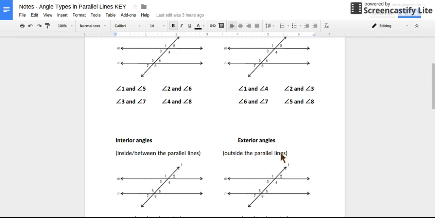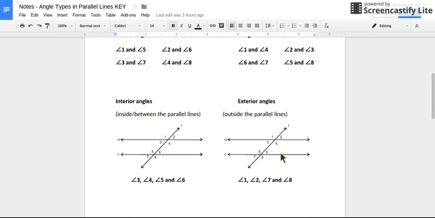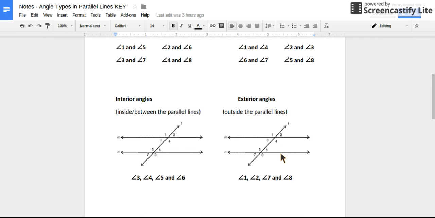In order to talk about the next 4 types of angles, we first need to describe what it means to be interior angles or exterior angles. So these are not the special types, but they will lead us to the special types. To be an interior angle means that you're inside or in between the parallel lines. So these 4 angles inside the parallel lines are known as interior angles. So angles 3, 4, 5, and 6. Exterior angles are angles that are outside the parallel lines. So angles 1 and 2 and 7 and 8 are on the outside of the 2 parallel lines.